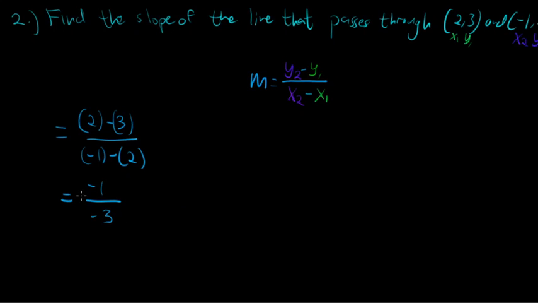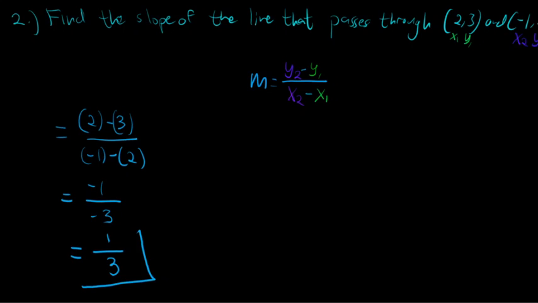Now recall that if we are asked to divide integers with the same signs, we will arrive at a positive quotient, which means -1 divided by -3 will be positive 1/3. Can't divide 1 by 3, so let's just leave it like this. And that will be our slope of the line that passes through points (2, 3) and (-1, 2).